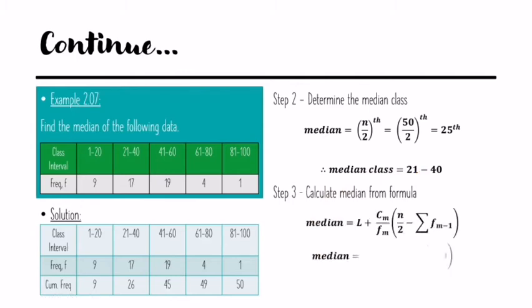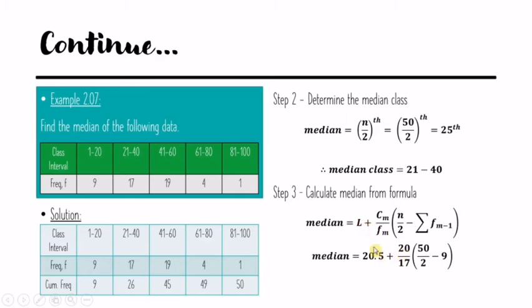So median equals L, this is the formula. In this case, our L is 20.5. Why? Because this is our median class, so the lower boundary for this median class is 20.5. How do you know the L is 20.5? 20 here plus 21 divided by 2, you get 20.5. The 20.5 is the lower boundary. And then plus the class size.